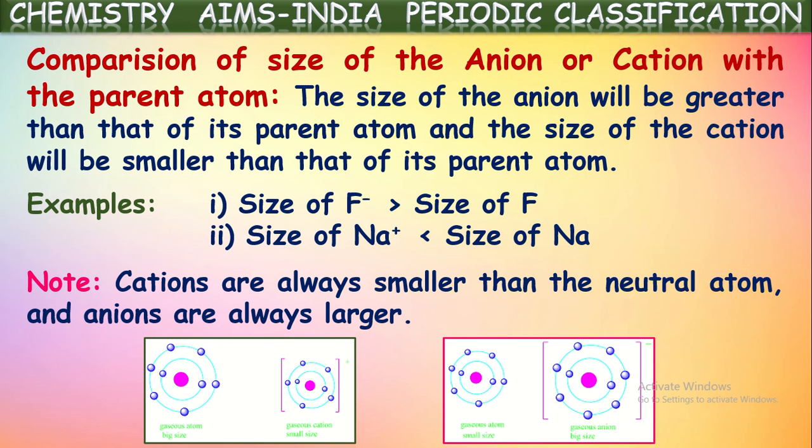Okay, this is about atomic radius or atomic size of the atoms and the trending of atomic radius in the groups and periods. Right?